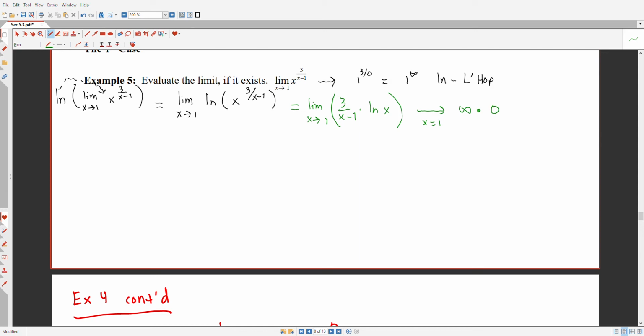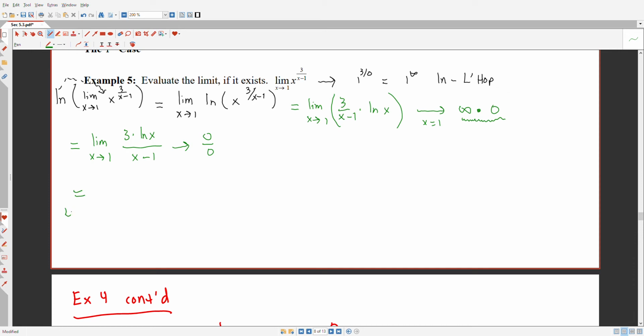You could also rewrite this limit, right, as saying, wait a minute, that's the limit as x goes to 1 of 3 ln x, all divided by x minus 1. And this clearly goes to 0 over 0. So when I wrote it above like this, I got infinity times 0, but I could quickly rewrite it to get 0 over 0. Both of these indeterminate forms tell me you should use L'Hopital's.